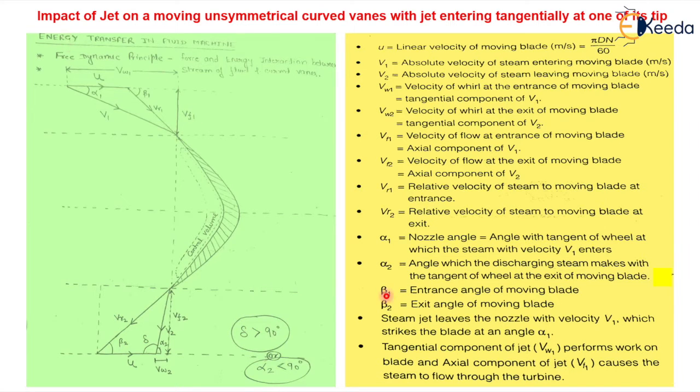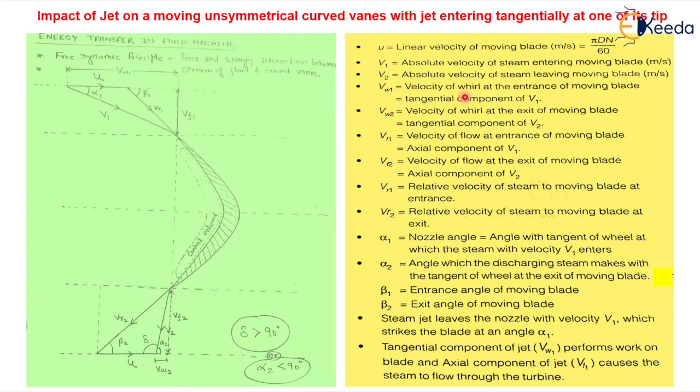You know this diagram very well. In the lecture on impulse steam turbine, I explained this diagram, and during the lecture on impact of jet on a moving unsymmetrical curved vane, I explained this diagram. Here, this is the blade and u is the linear velocity of the moving blade. V1 is the absolute velocity of fluid entering the blade. Here I have written steam, you can say fluid also. And V2 is the absolute velocity of fluid or steam leaving the moving blade.